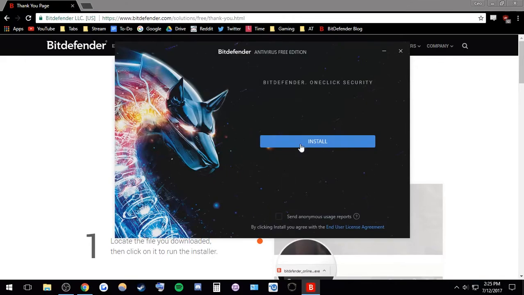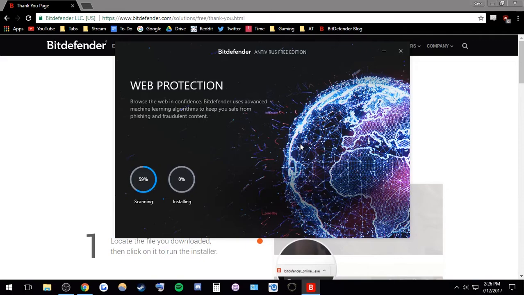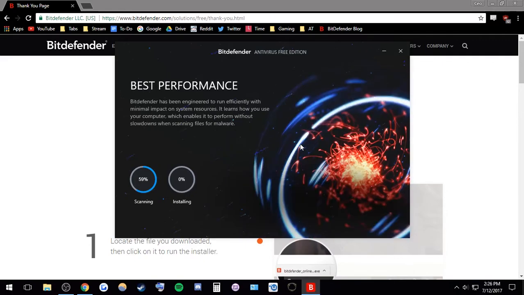Now we're just going to hit install. Those day zero viruses happen just as they happen. You really can't defend against them straight away, so they have behavior technology that can track some of these day zero viruses and determine that it is a threat to your computer and stop it.